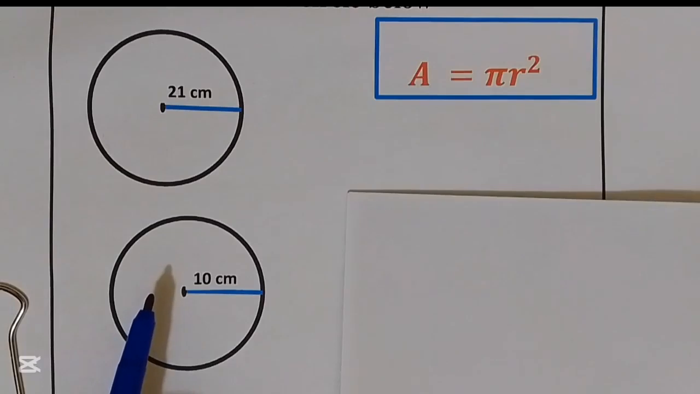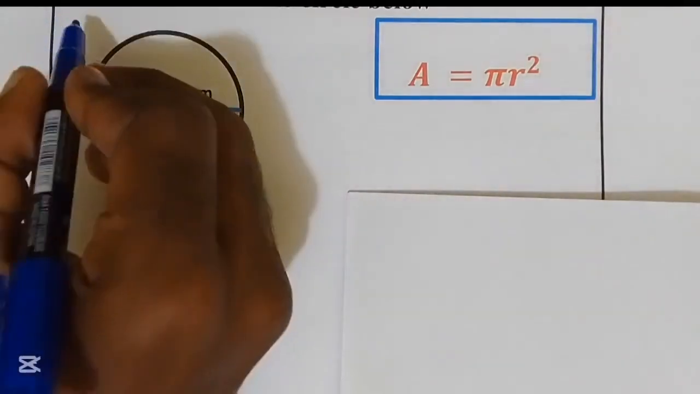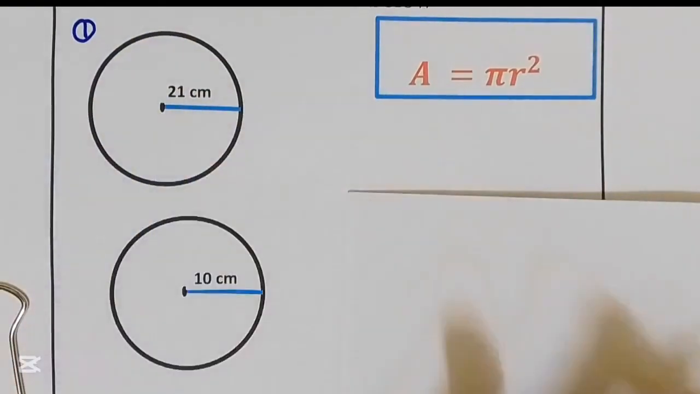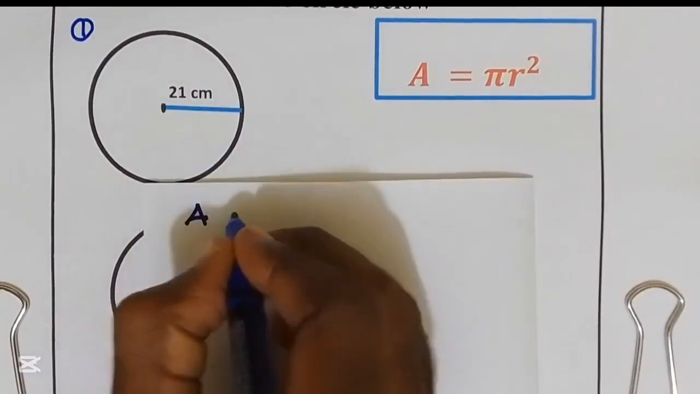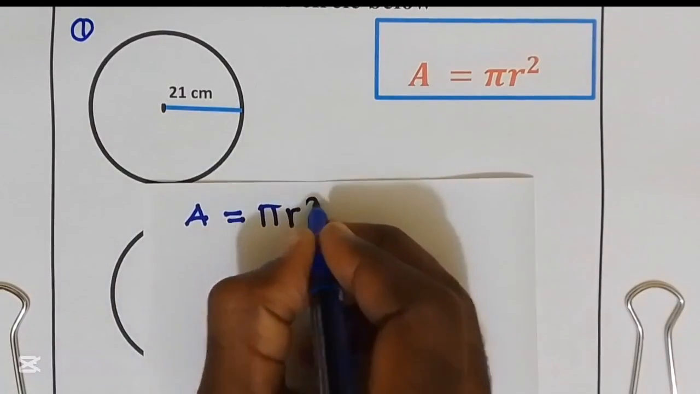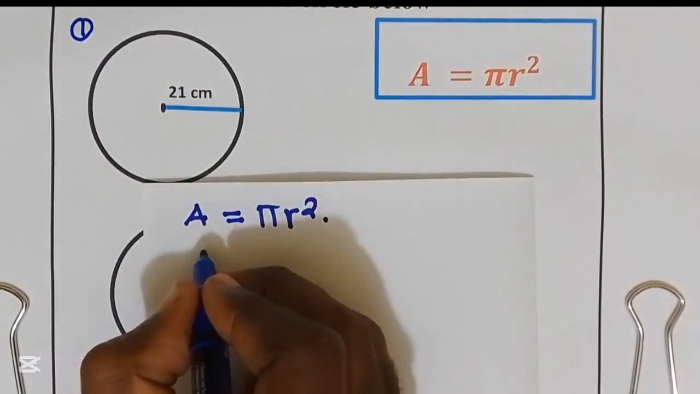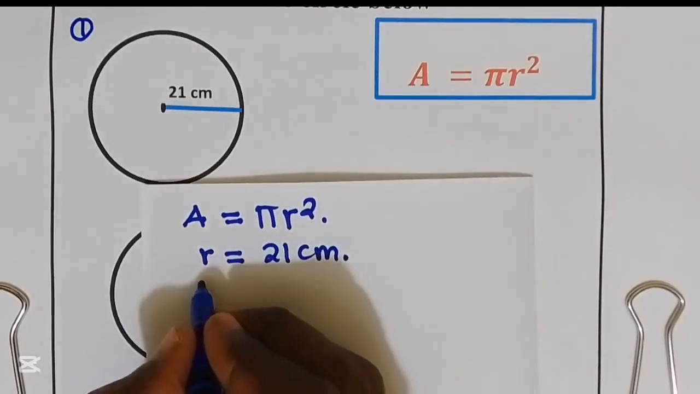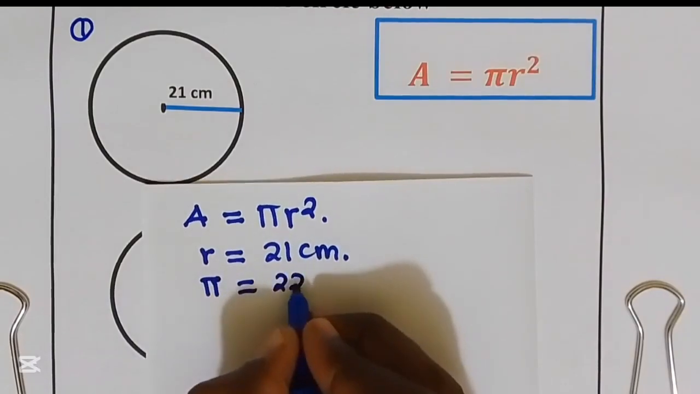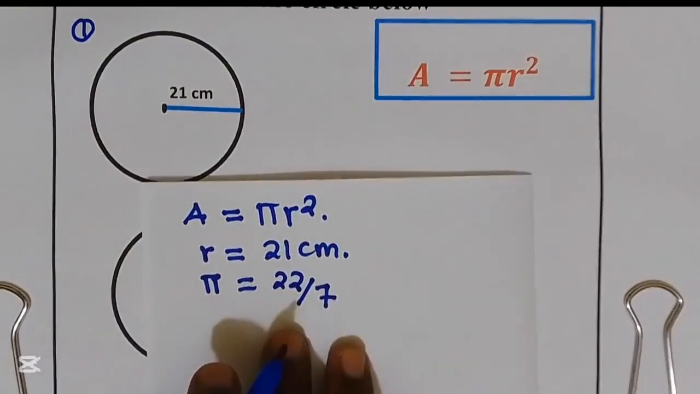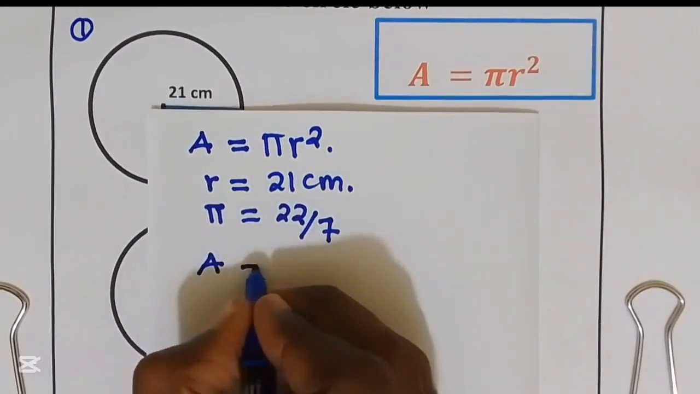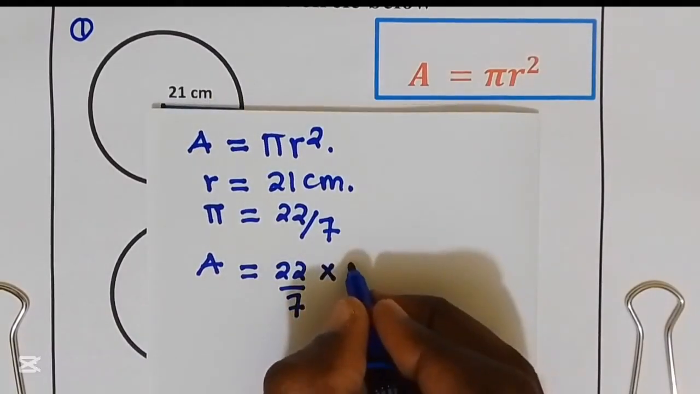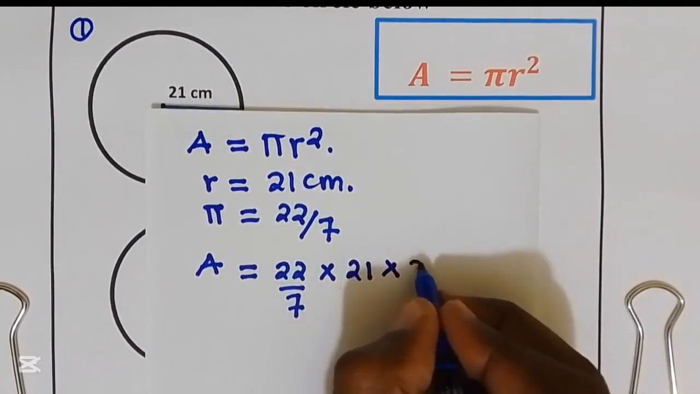Let us find the area of the following circles. Let's start with question number 1. We have a circle with a radius of 21. Area is given by pi r square, where they have given to us r is equal to 21 centimeter, and I will use pi as 22 over 7. Now, my area will be equal to 22 over 7 multiplied by 21 multiplied by 21.